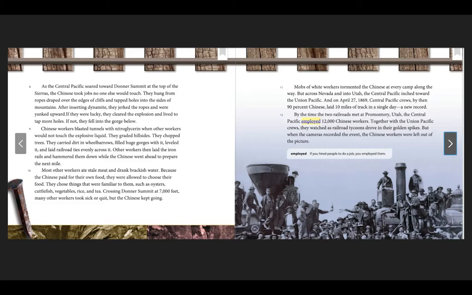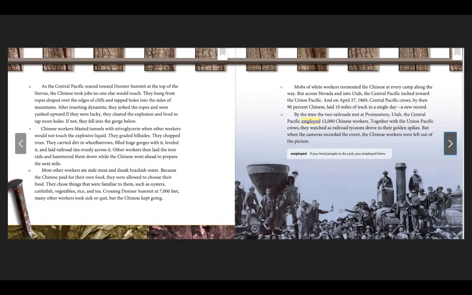Chinese workers blasted tunnels with nitroglycerin when other workers would not touch the explosive liquid. They graded hillsides, they chopped trees, they carried dirt in wheelbarrows, filled huge gorges with it, leveled it, and laid railroad ties evenly across it. Other workers then laid the iron rails and hammered them down while the Chinese went ahead and prepared the next mile. Most other workers ate stale meat and drank brackish water.